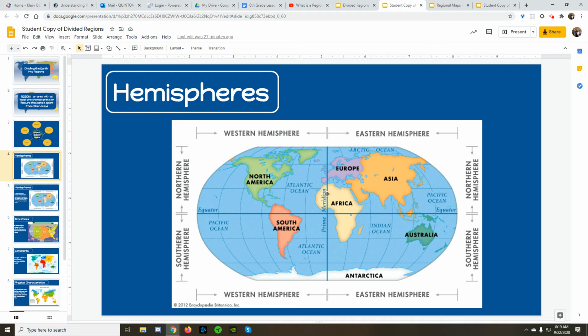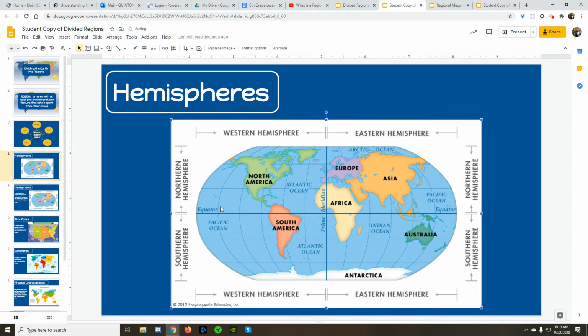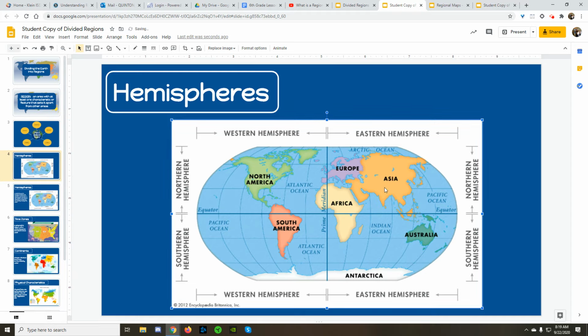Everything above or north of the equator is the northern hemisphere. Everything below or south of the equator is the southern hemisphere. And we can do the same thing going east and west with the prime meridian running north and south. Everything to the right or east of the prime meridian is the eastern hemisphere. And you can see that up over here and down here as well. Everything to the left or west of the prime meridian becomes the western hemisphere.